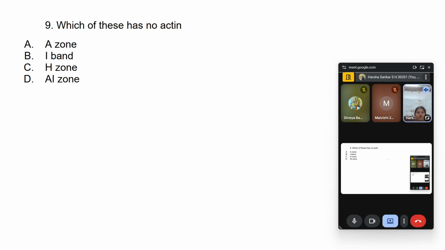Which of those has no actin? Option A, A zone; option B, I band; option C, H zone; option D, AI zone. Which does not have actin? So it must be some central zone. I showed one image earlier which doesn't have actin. Please keep the figures in mind, and connecting to that we can say what the correct answer is. The correct answer is H zone.